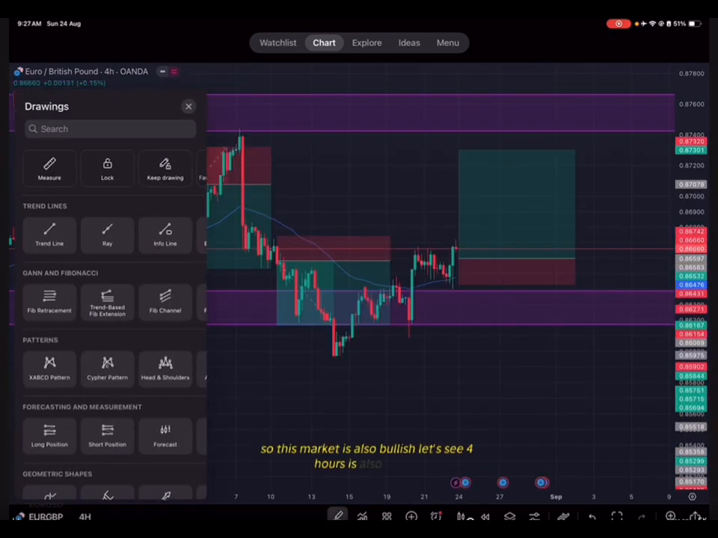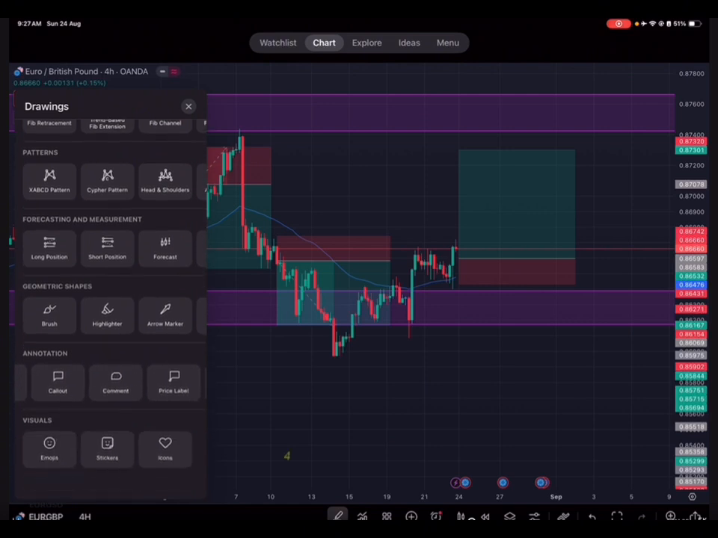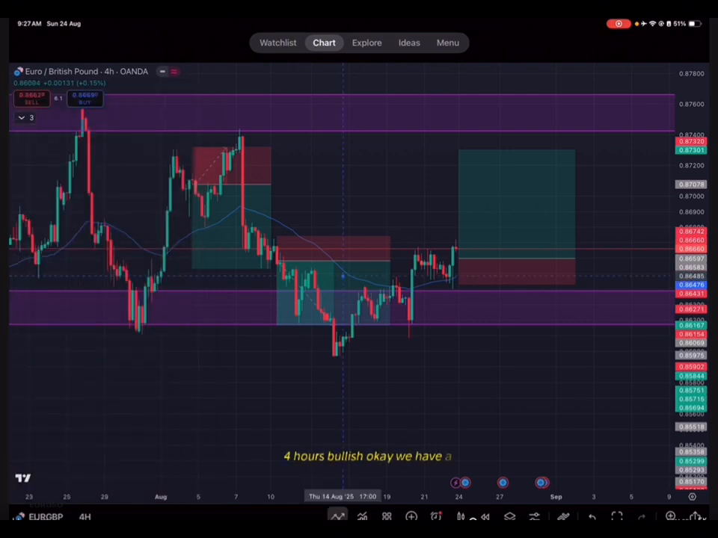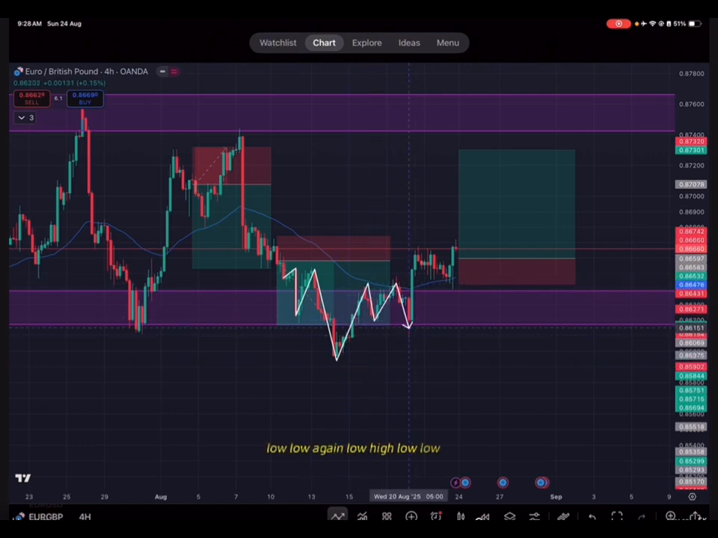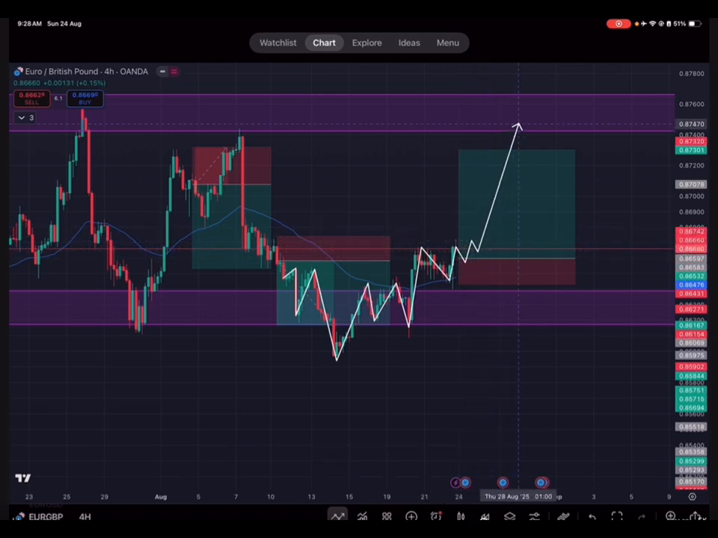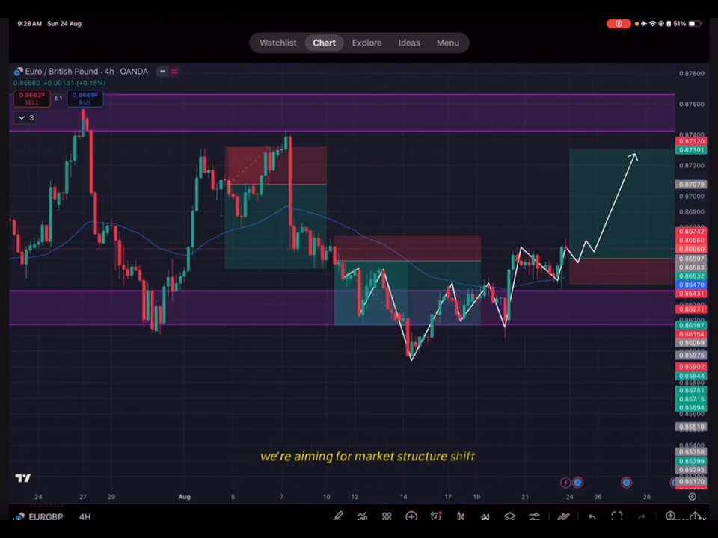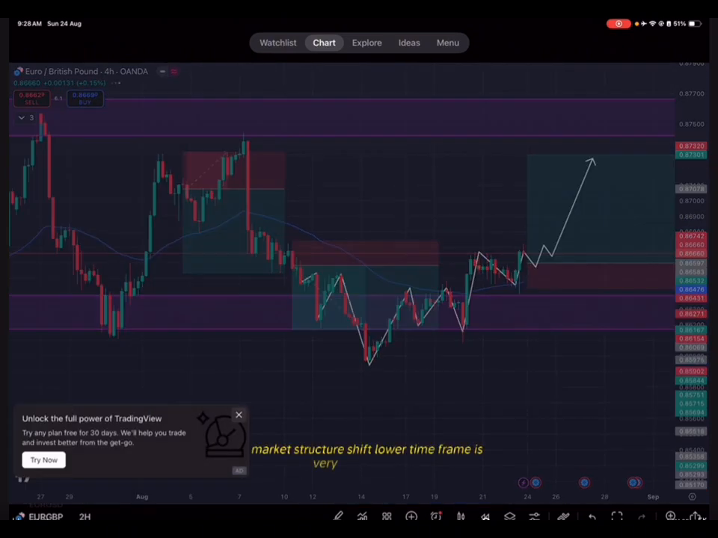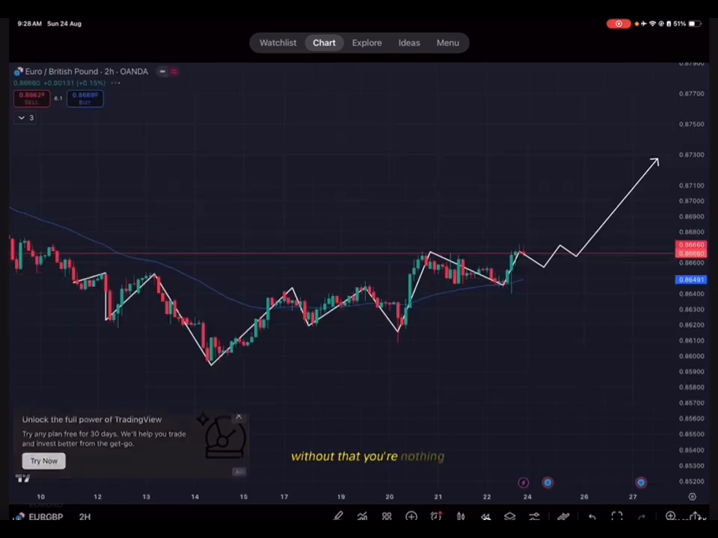You can see 4 hours is also bullish. Okay, let's do it for them. Low high, low low, low high, low low, low low, low high, lower low, again low high, low low, shift bullish, high high, high low, and now we're anticipating this to go here, here, here. We're aiming for a market structure shift. Market structure shift on the lower time frame is very, very important. Without that, we are nothing.